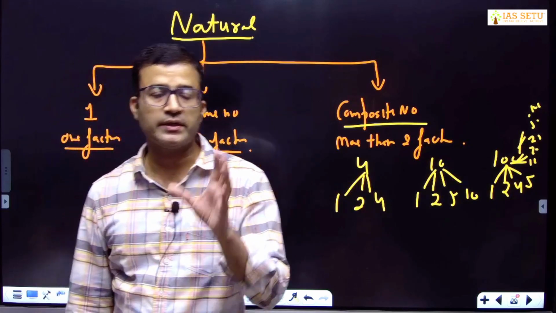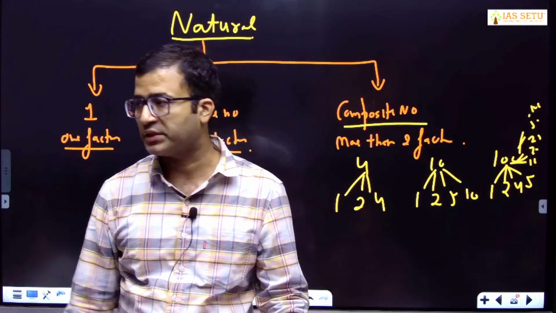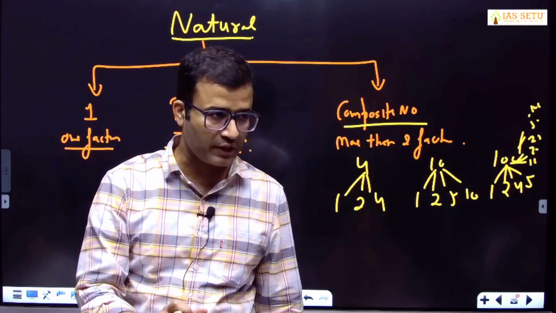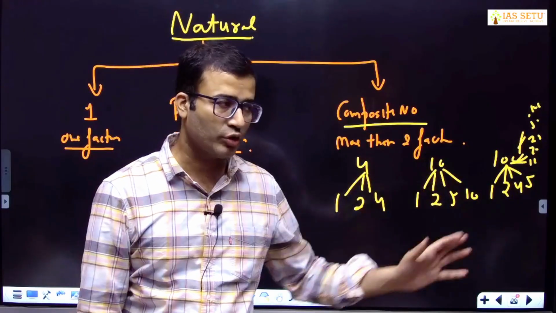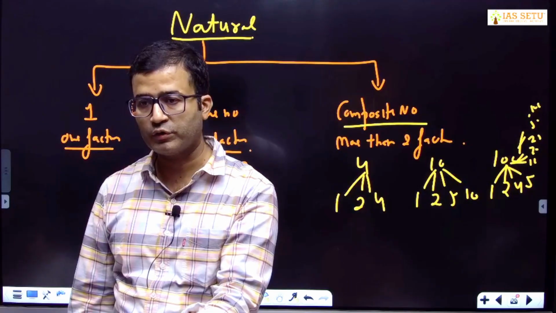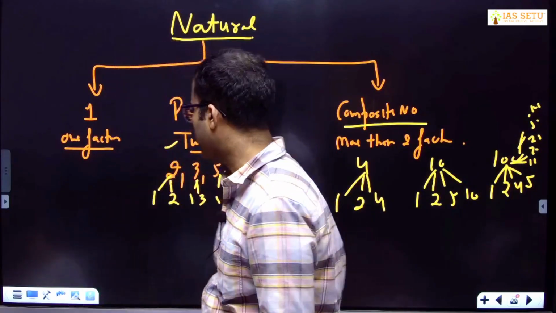I repeat, we categorize natural numbers in 3 categories: 1, which has 1 factor; prime numbers, which have 2 factors; and composite numbers, which have more than 2 factors. Prime number की there are 2 definitions. I think all of you know. If you want me to repeat, I can repeat.